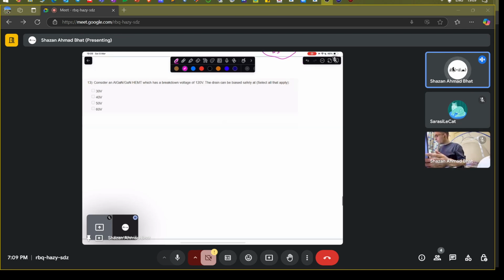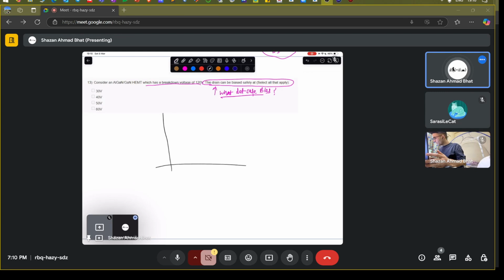Okay, now we are moving to question 13. We have to consider an AlGaN HEMT which has a breakdown voltage of 120 V. The drain can be biased safely at... Okay, now what determines this safe bias? That means if you have a breakdown voltage of the HEMT at 120 volts, then what is the safe voltage you can apply to the drain bias?